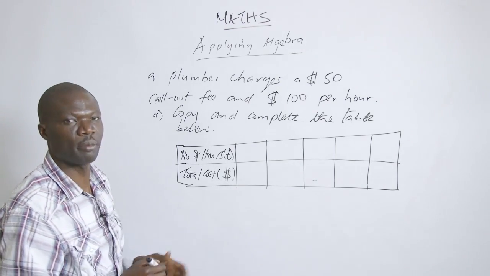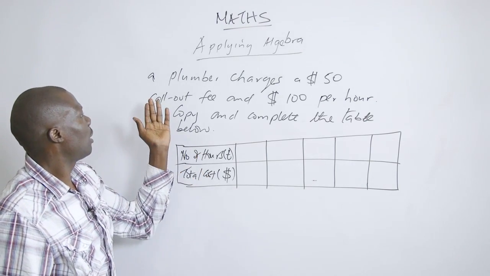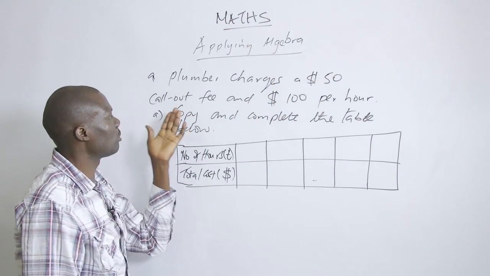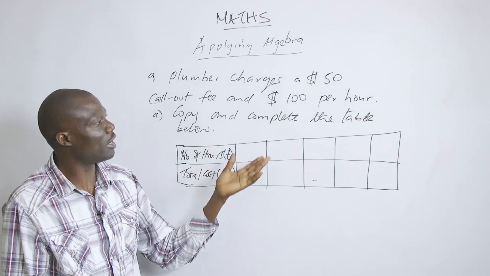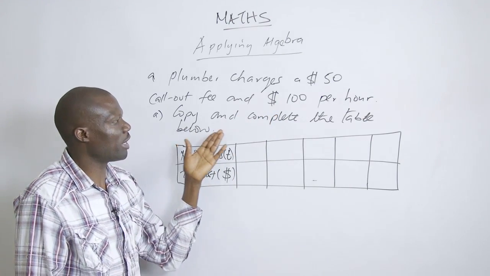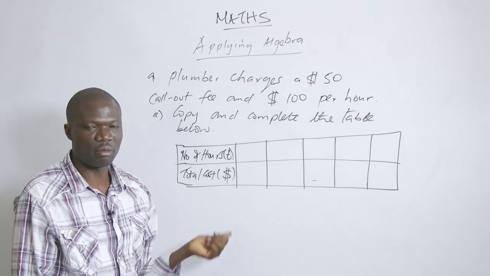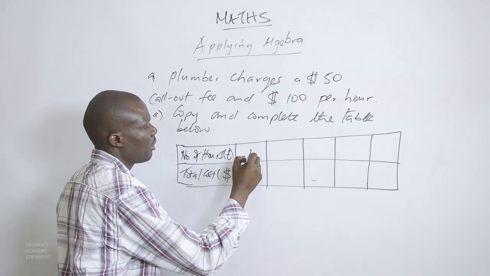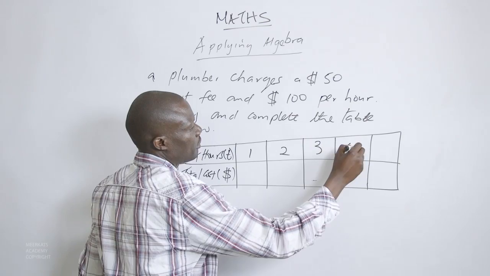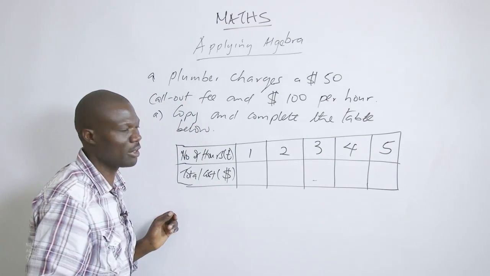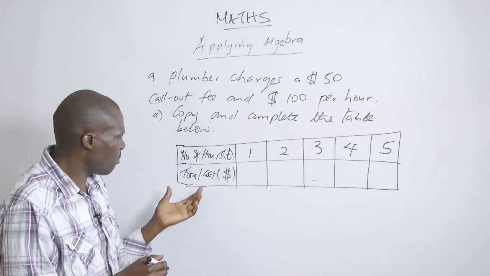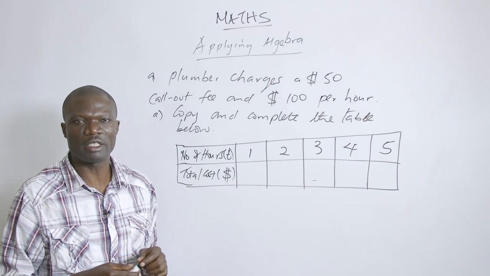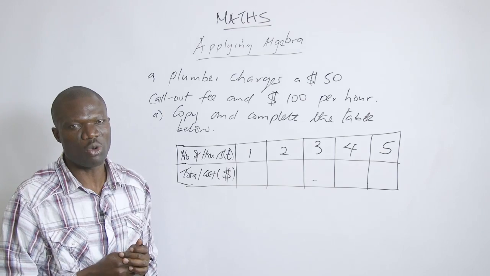So in this question, part 1, a plumber charges a $50 call-out fee and $100 per hour. Copy and complete the table below. And the table here is number of hours, 1, 2, 3, 4, up to 5 hours. So how much would it cost? The total cost would be when this plumber is simply hired for strictly 1 hour.